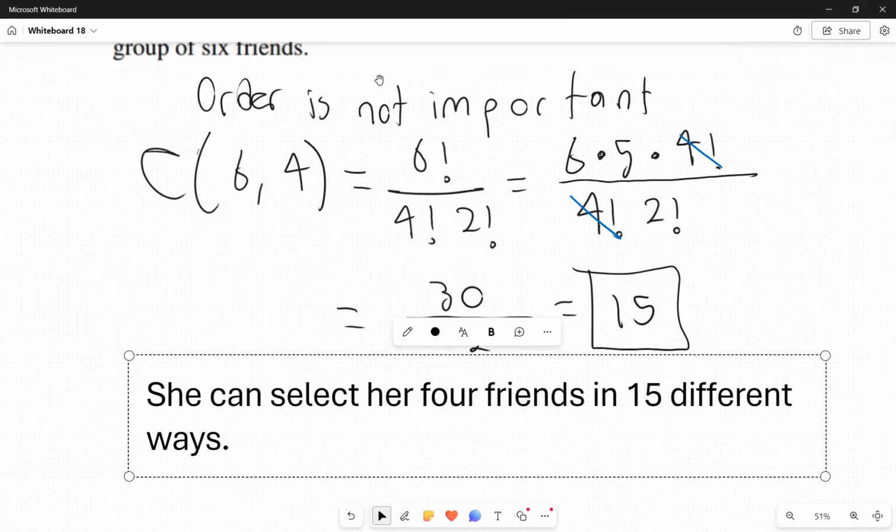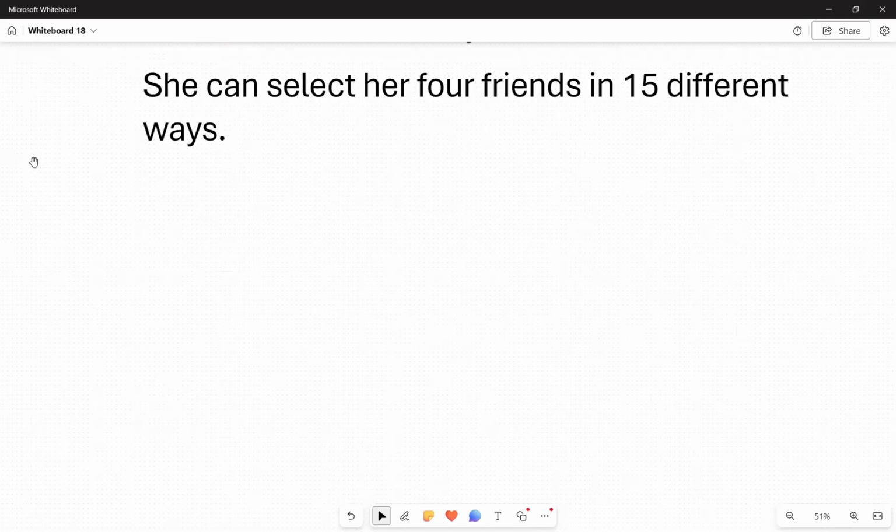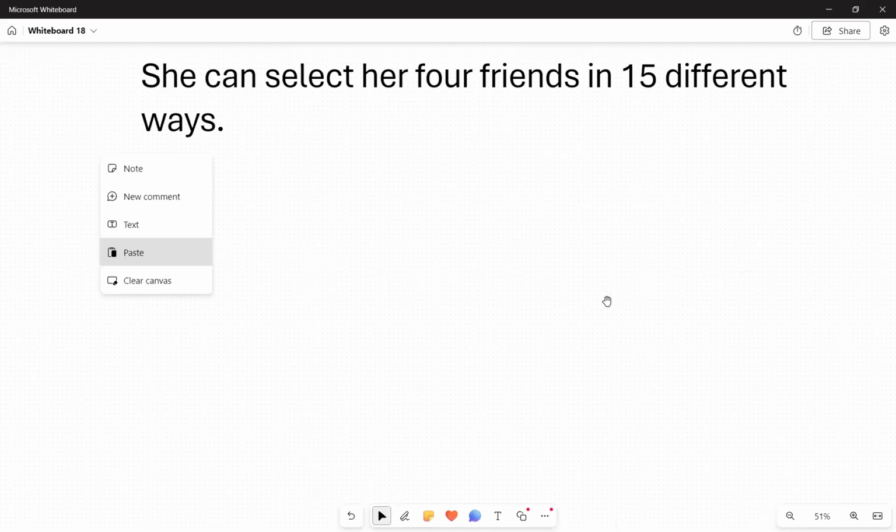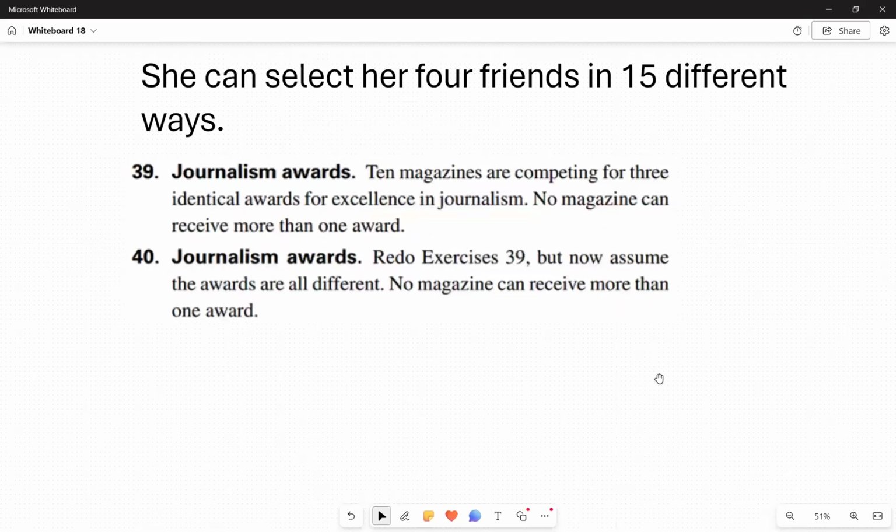And the next two look very similar, but one will involve combinations and another one will involve permutations. So I'm going to copy these two together. Number 39 and number 40. In number 39, 10 magazines are competing for 3 identical awards for excellence in journalism. No magazine can receive more than 1 award. And in number 40, the awards are all different. No magazine can receive more than 1 award. So these look very, very similar, but they are not.